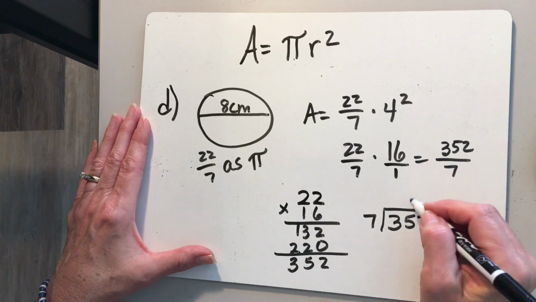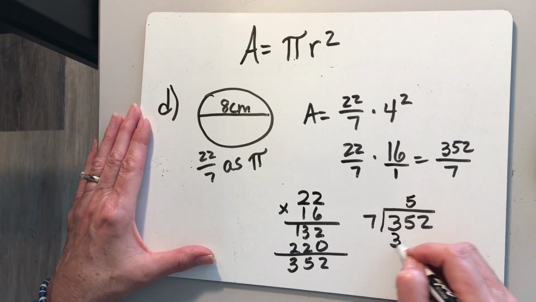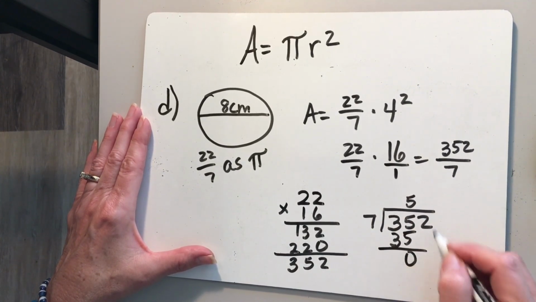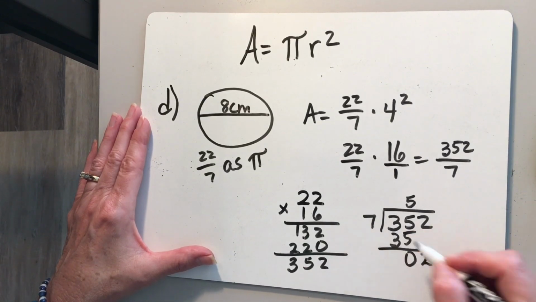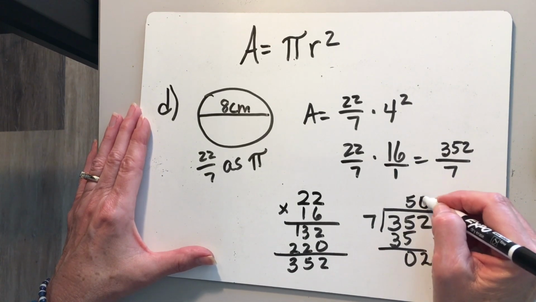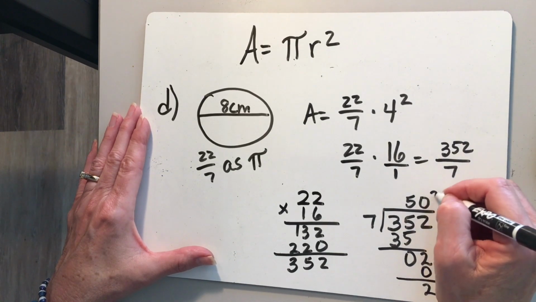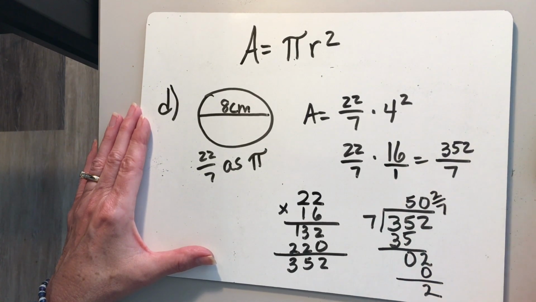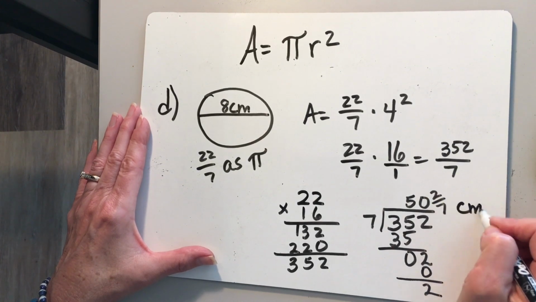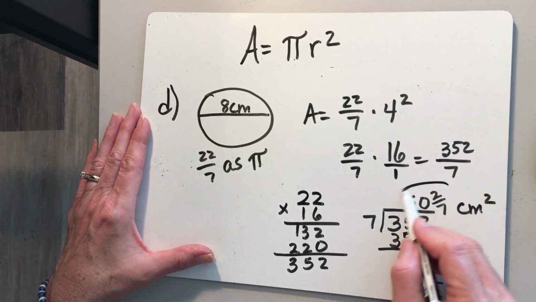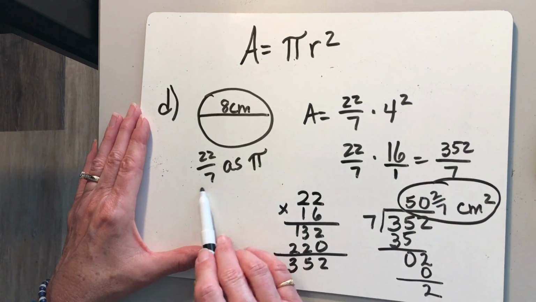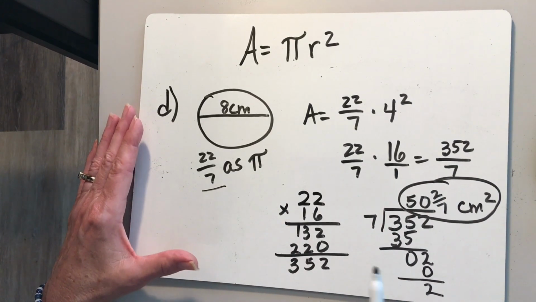7 goes into 35 5 times, which is 35. 0, bring down the 2. 7 goes into 2 0 times, which is 0. And then we can just write a remainder, 50 2/7 centimeters squared. And that is your answer for finding it when 22/7 is your pi.